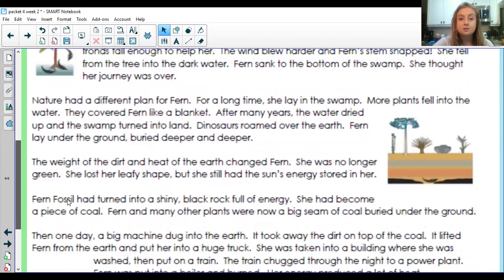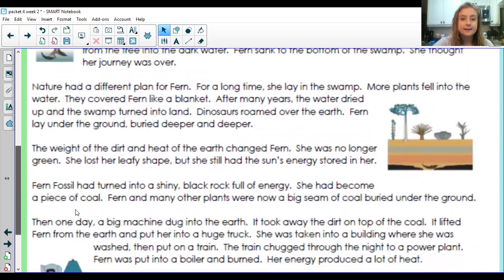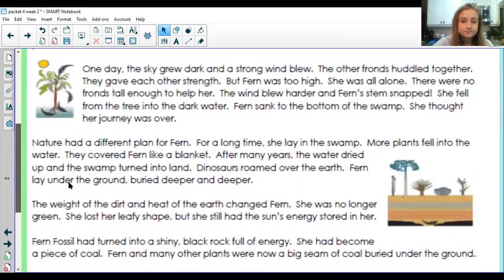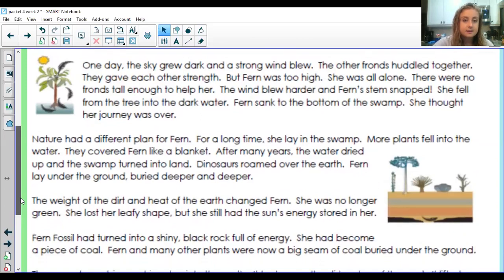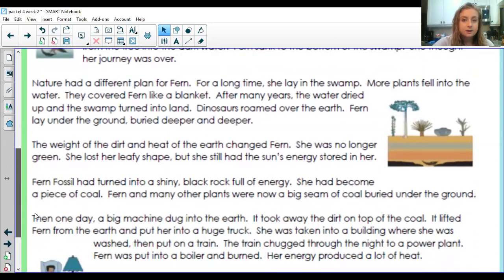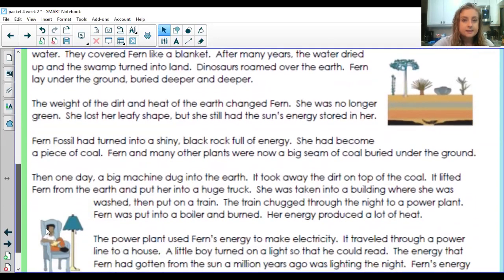Nature had a different plan for Fern. For a long time, she lay in the swamp. More plants fell into the water. They covered Fern like a blanket. After many years, the water dried up and the swamp turned into land. Dinosaurs roamed over the earth. Fern lay underground, buried deeper and deeper.